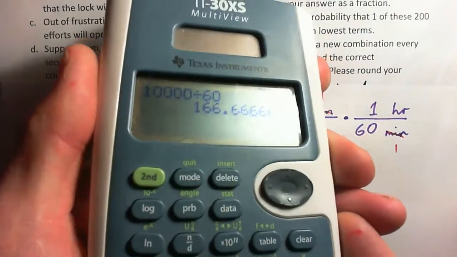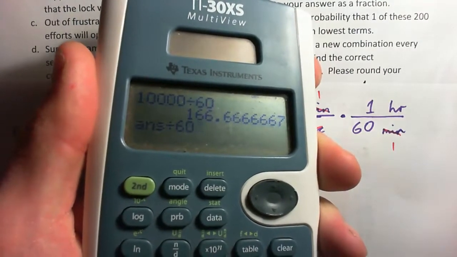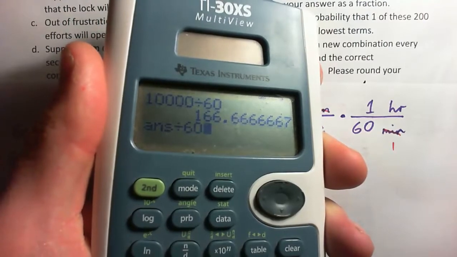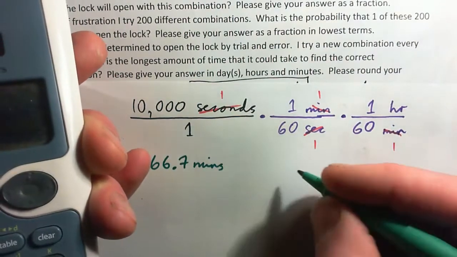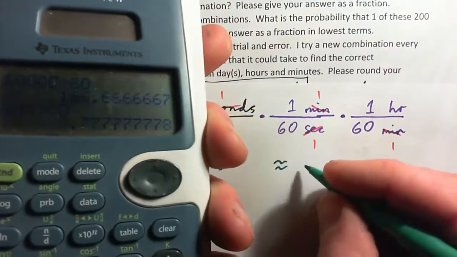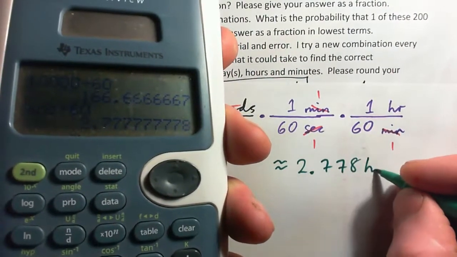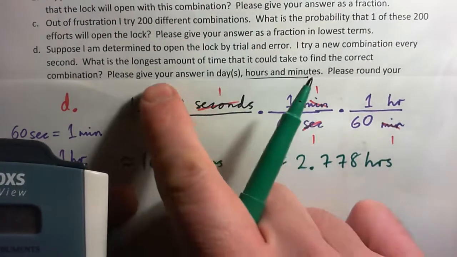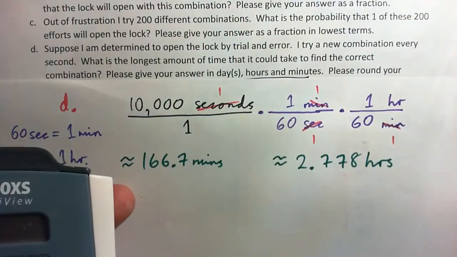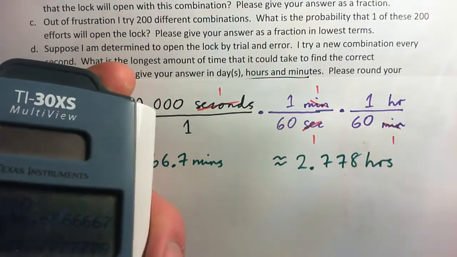So if that's the amount of minutes, how do you get the hours? Well, how many 60s are in that? So divide that by 60. How many 60 minute amounts are in that? And we get 2.7777. So this thing is approximately 2.778, let's say, hours. Okay? But please give your answer in days, hours, and minutes. Okay? So, yeah, that's almost 3 hours. It's about 2.8 hours.